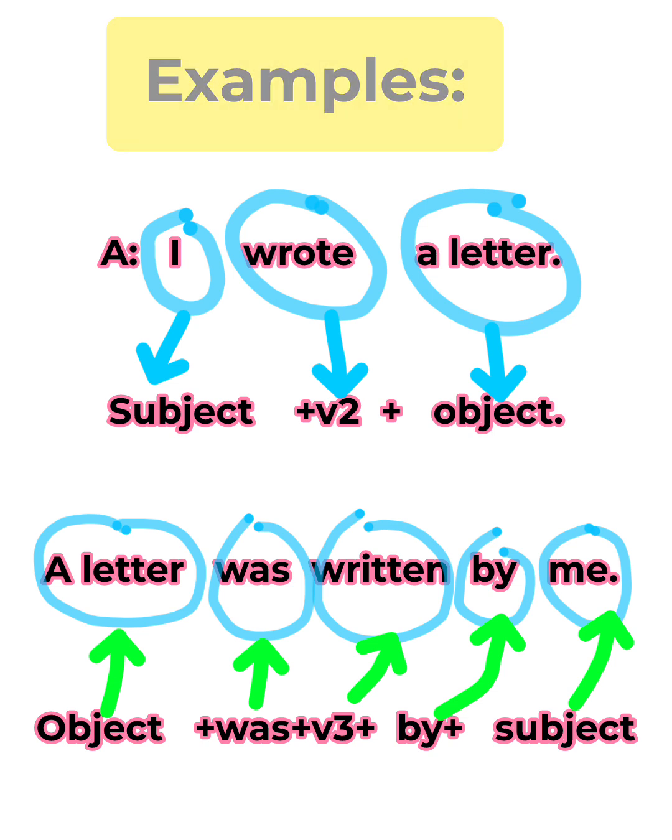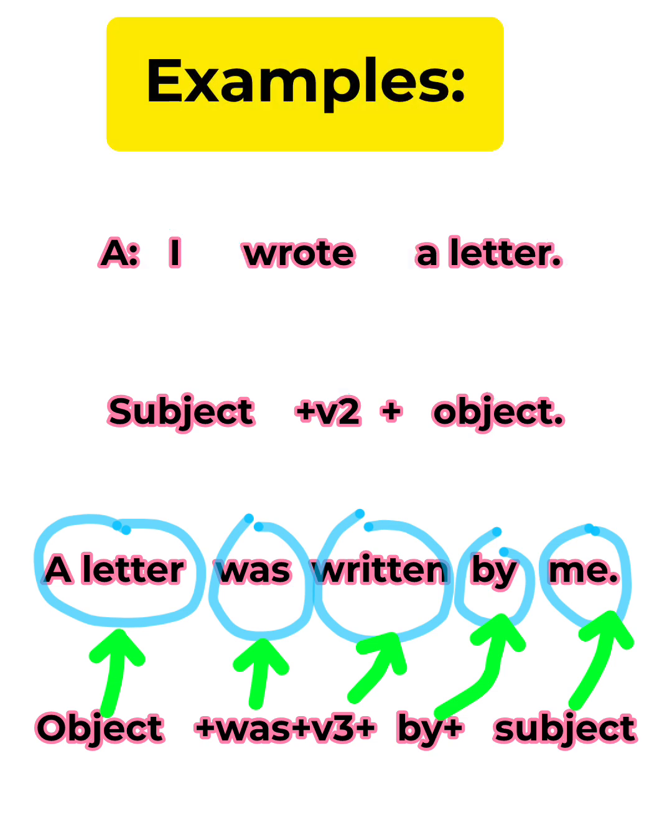Now come to the passive voice. A letter, and then the auxiliary verb. A letter is singular, that's why we are using was. Then verb third form, written. Then by, and then the subject. The subject is I, but we will convert it into me, because the place is the object place, so we use the objective case. I will convert it into me. A letter was written by me.